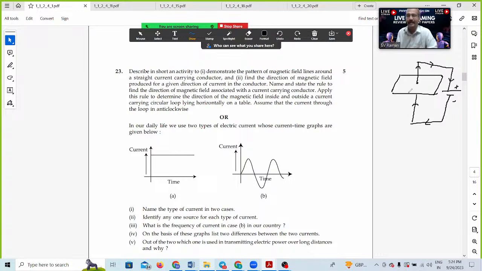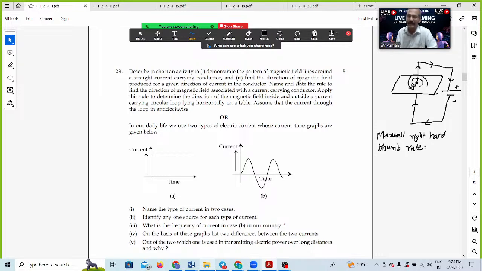Now, according to Maxwell right hand thumb rule, what will the Maxwell right hand thumb rule say? We place the thumb along the current direction, and the remaining four folded fingers will give the magnetic field direction. So this is what they are asking in the first question.